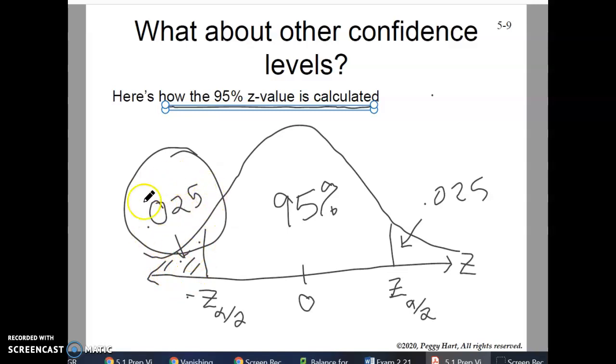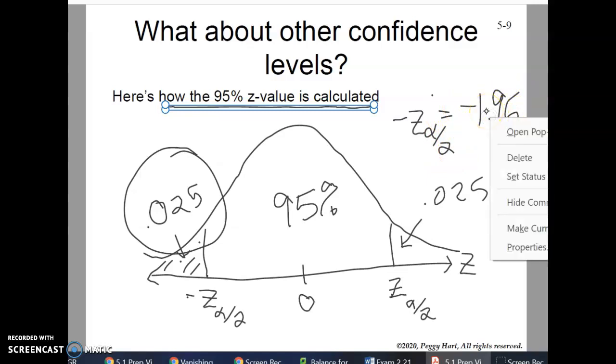Look up the value you get closest to 0.025, and if you look it up, that negative Z alpha over 2 will be negative 1.96, almost 2. Makes sense. Remember the 95% rule, 2 standard deviations away, that's just about 2. Now you know where that came from.